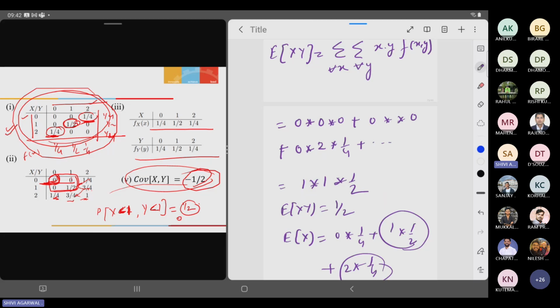You can see the calculation I have done, Mr. Mahinder Singh Rawat, that expected value of xy is equal to half, for all values of x, for all values of y.